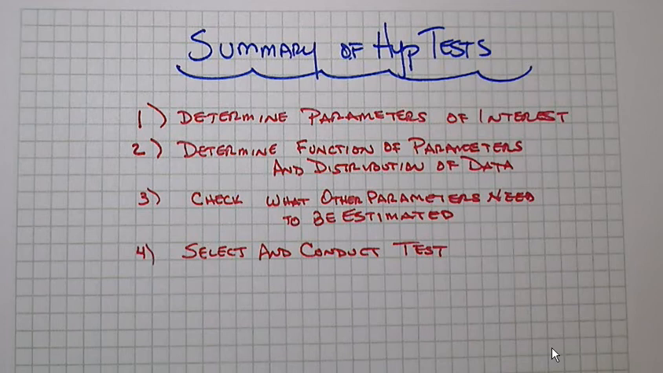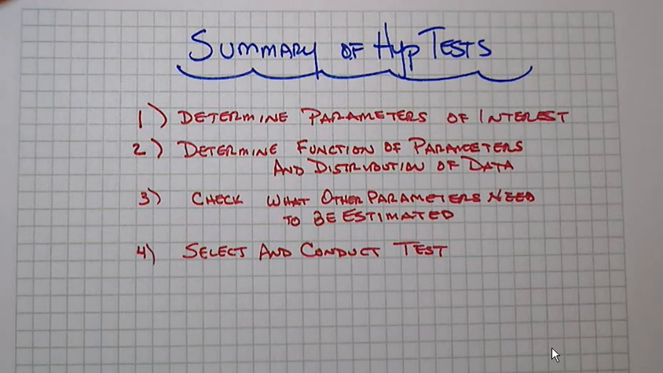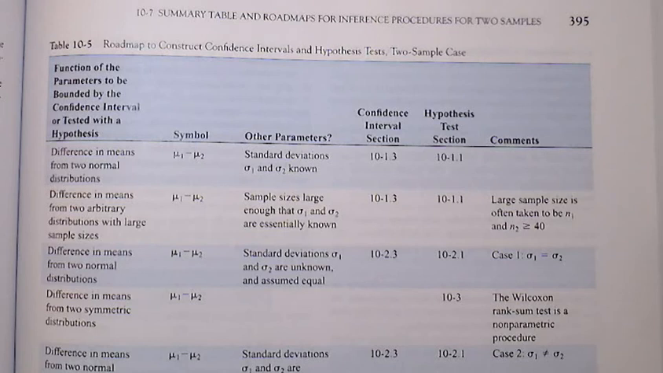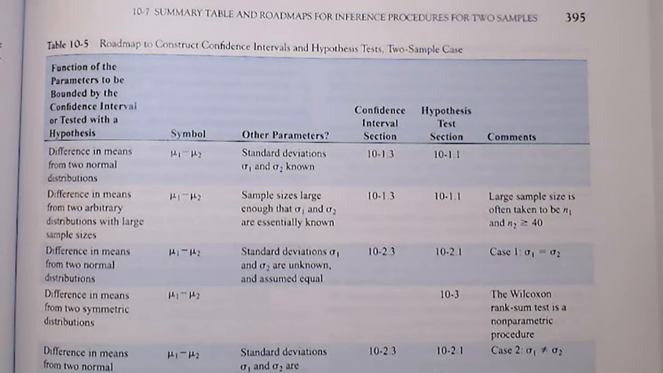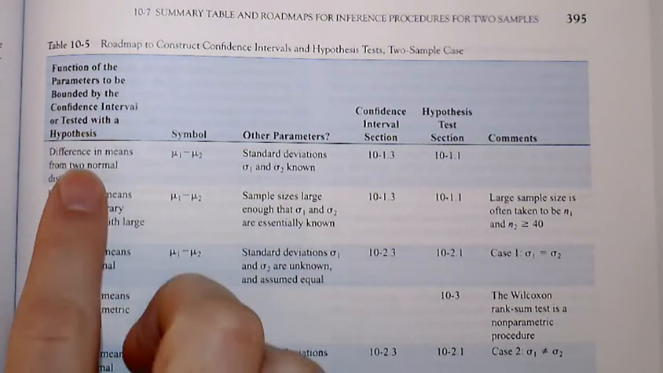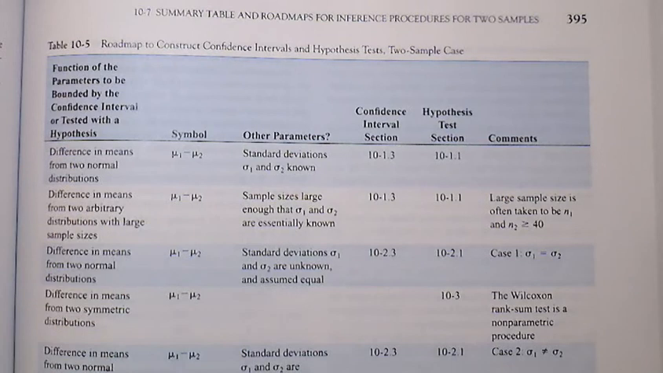And then of course, once you've answered 1, 2, and 3 to some degree of precision, then you can finally select and conduct a test, right? And what you're going to find in your textbook are a couple of different summary tables that turn out to be very useful. On page 395, you'll see table 10-5 that they call a roadmap to constructing both confidence intervals and hypothesis tests for the 2 sample case. And so you'll see these functions of the parameters to be bounded by either the CI or the hypothesis test going along here in different kinds of scenarios.